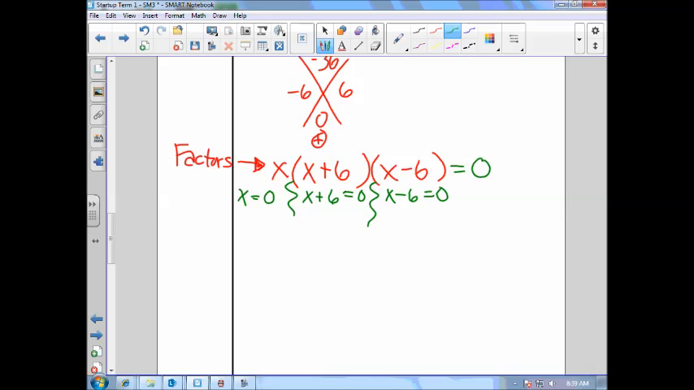Take each factor, set it equal to 0, and solve for x. So there's going to be 3 different answers for x. Try it on your paper. Okay, so you have 3 equations there you need to solve for x. Can you write the factors down there? Take that x, set it equal to 0. X plus 6.